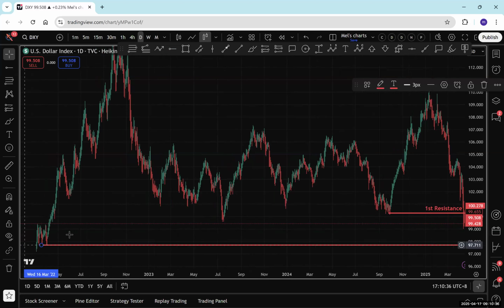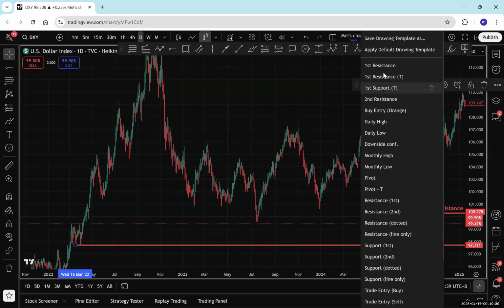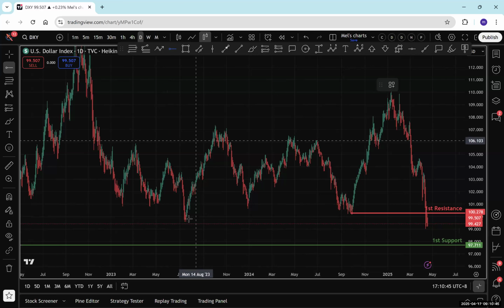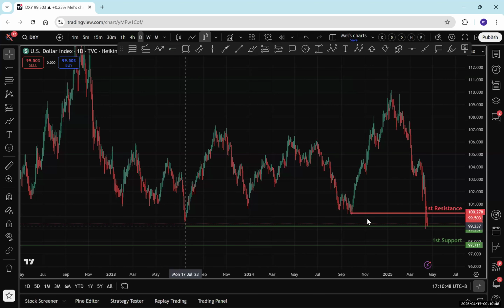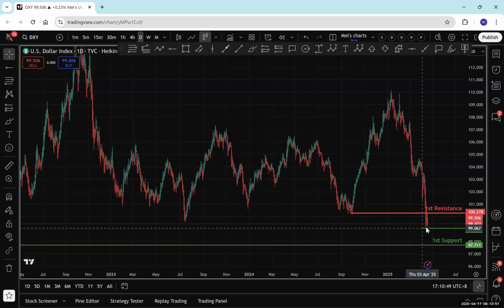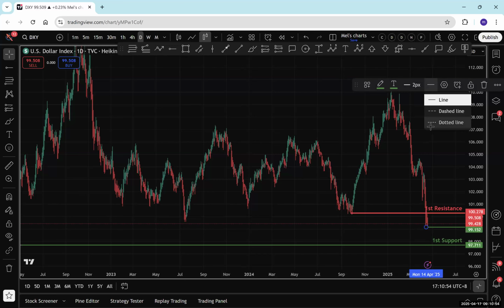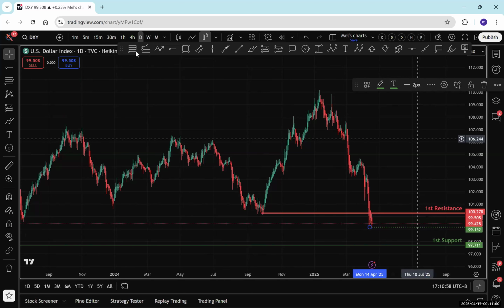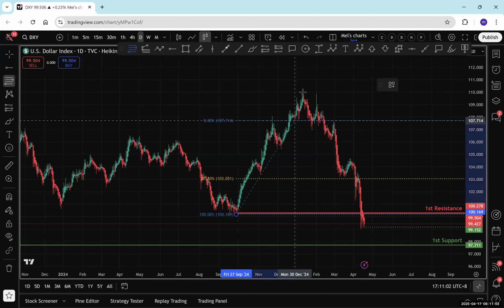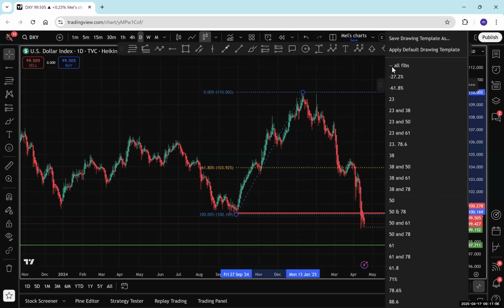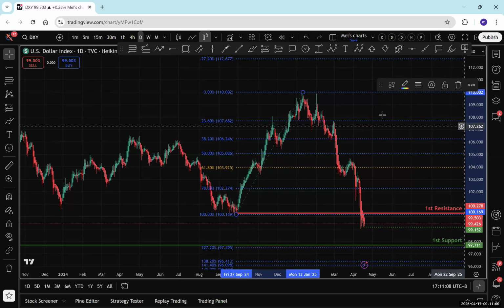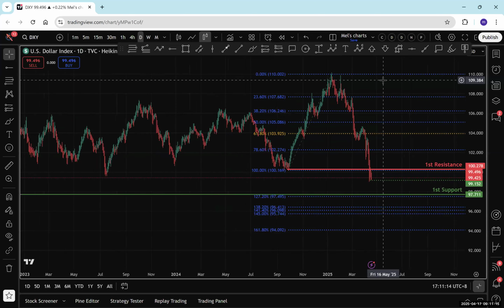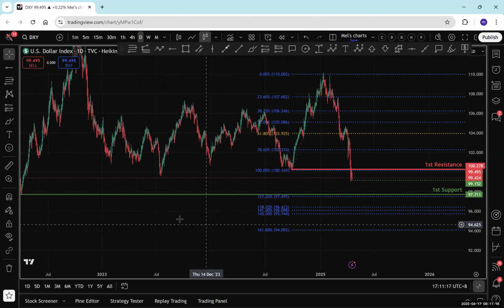Okay, I might place my first support way down here at this swing low. If you want, you can also place an intermediate support level where price is currently at. Now I'm going in with my Fibonacci levels. I'm first starting with a Nike tick Fibonacci extension. You can see that first support lines up pretty nicely with our 127.